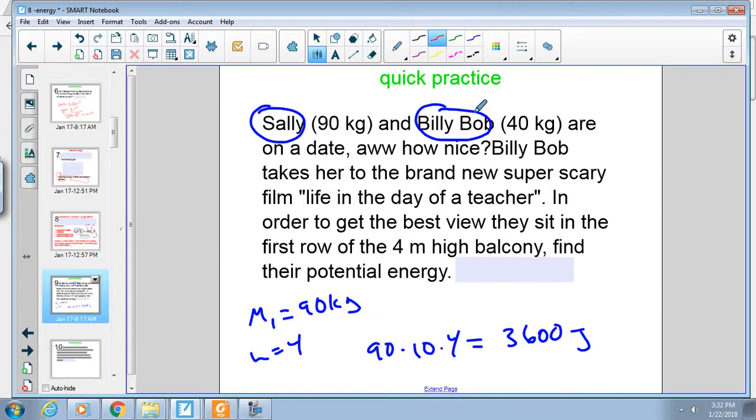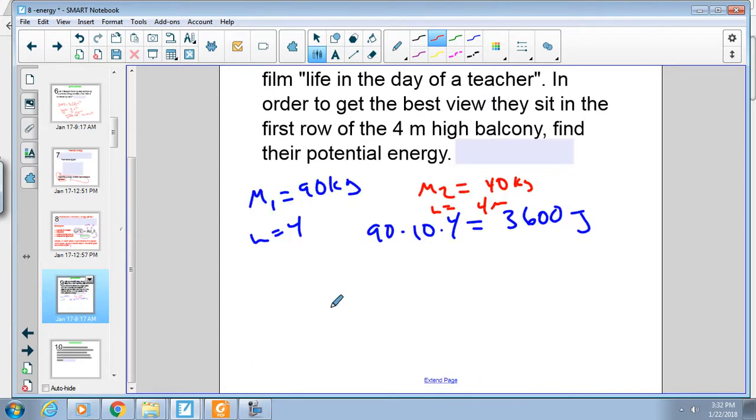Then, let's take a look at Billy Bob, or mass number 2. He has 40 kilograms, and the height is still 4 meters. So, 40 times 10 times 4. And that should be 1,600 joules of energy. So Sally, more massive, has more potential energy given the same height.